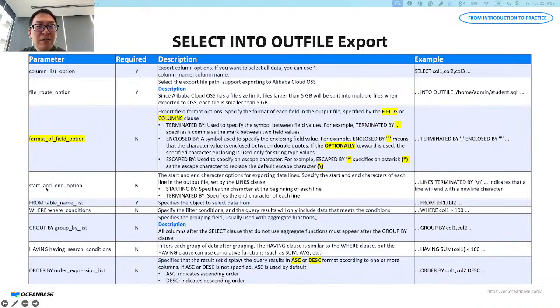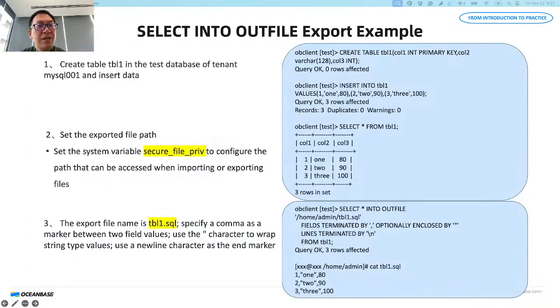The fourth parameter is the start and end option. The option defines the start and end characters for exporting data lines. The following parameters are relatively simple. You can review them on your own. Next, let's look at a simple example.